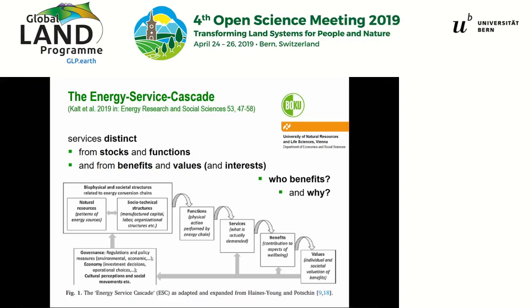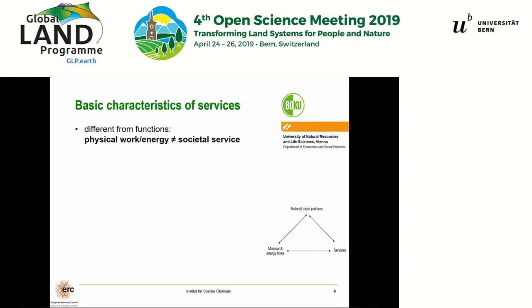A very important point that we also described in this paper is that we have to make the distinction between the physical work and the societal service. For example, if you want the service of mobility, commuting to your office, it's not person kilometer. That's normally the physical work, the person kilometer you travel, but you want to achieve this in an easy way, and more person kilometer is not a better service.